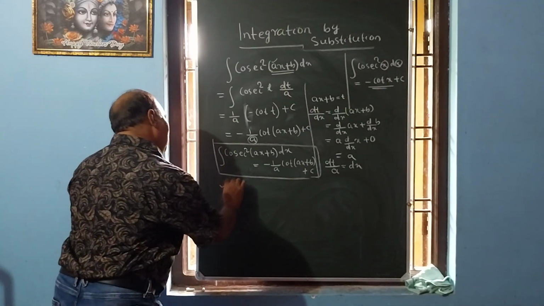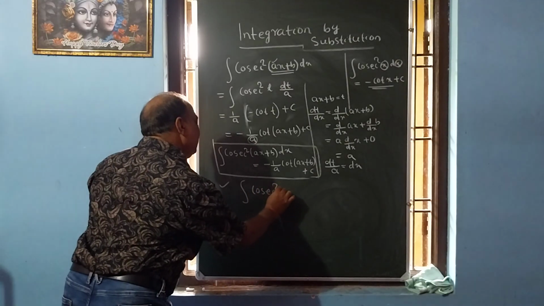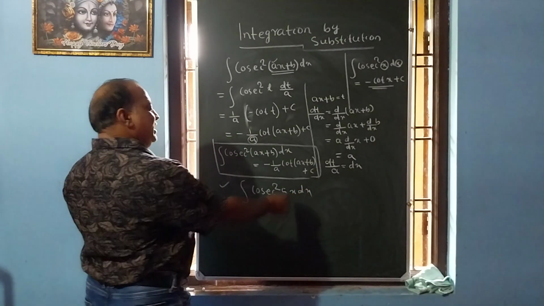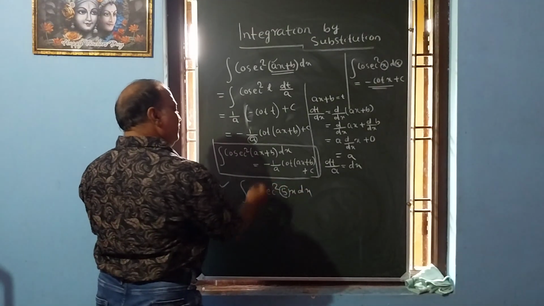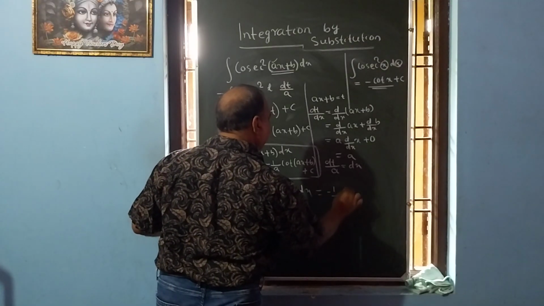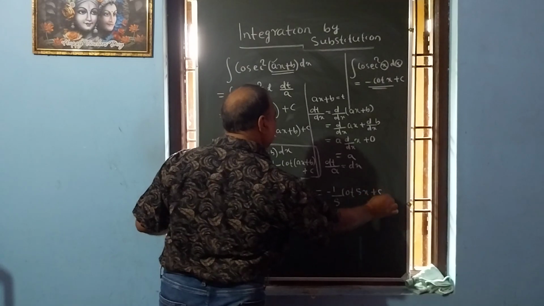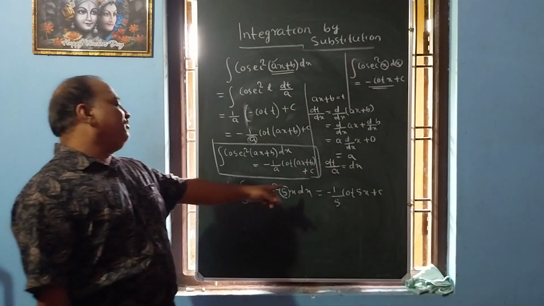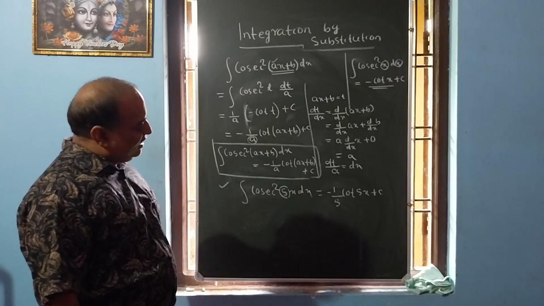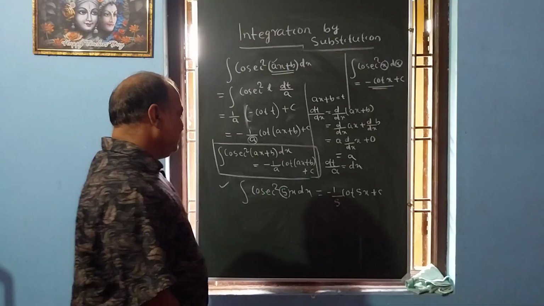Write down one example. Integration of cosec square 5x. The coefficient of x here is 5, so the integration value will be minus 1 by 5 cot 5x plus c. You see here, the coefficient of x will be divided there. So the integration of cosec square 5x dx is equal to minus 1 by 5 cot 5x plus c.